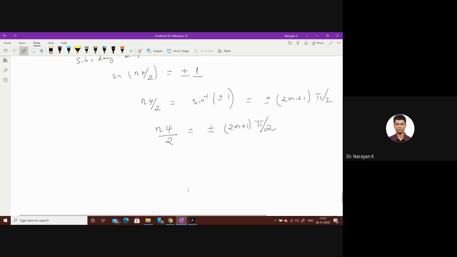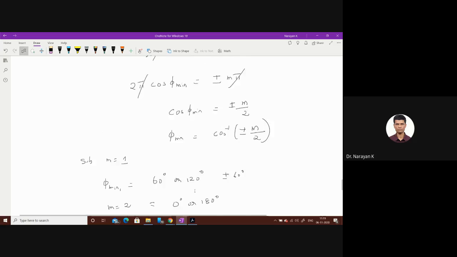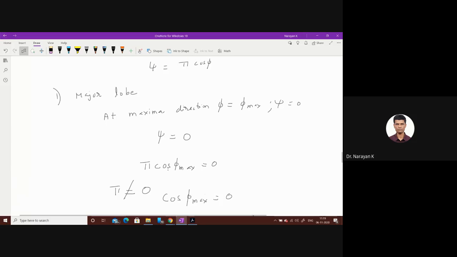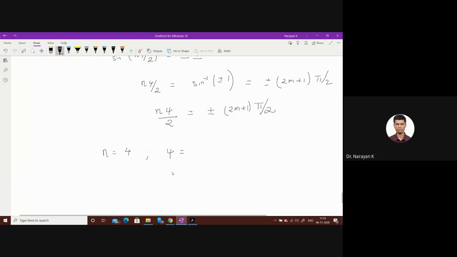Okay, so what is the value of n? 4, right? N is equal to 4. What is the value of psi? Just now we have found out. What is the value of psi? Psi maximum. No, this is subsidiary maximum. Put here subsidiary maximum. Subsidiary maximum means these are the side lobes, maximum and minimum, that we are finding out.